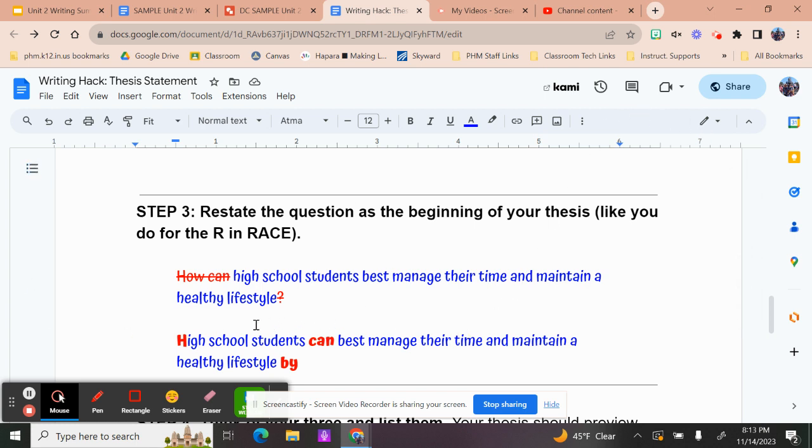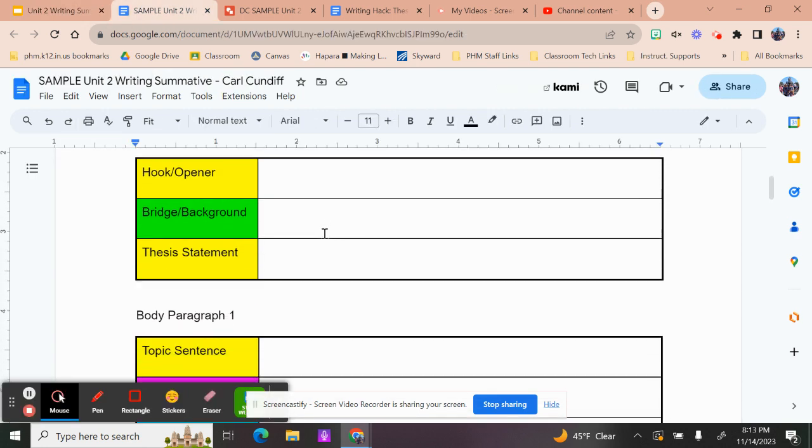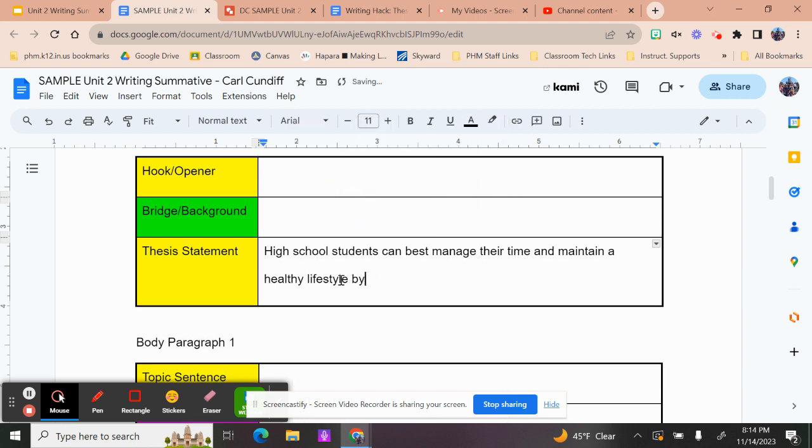So what I want you to do is I want you to now type that exact sentence starter into your thesis statement box for your Unit 2 Writing Summative. So just: high school students can best manage their time and maintain a healthy lifestyle by. So I'm just going to open up my sample document here, go down to thesis statement, and I'm going to add the start of my thesis.